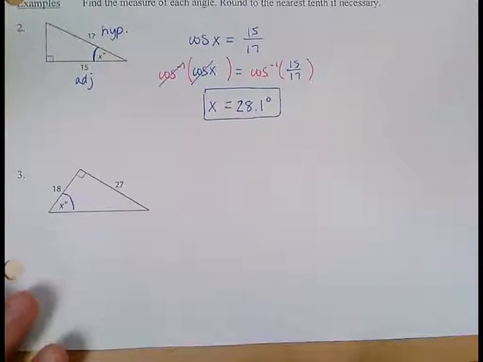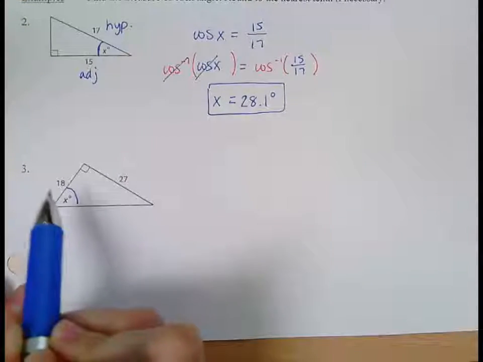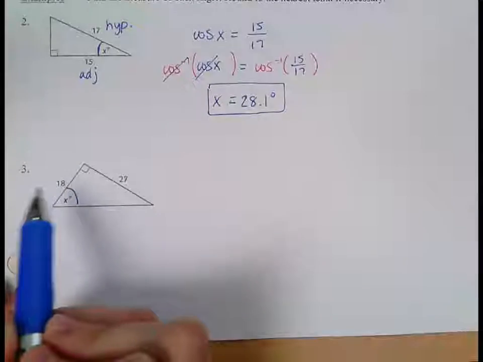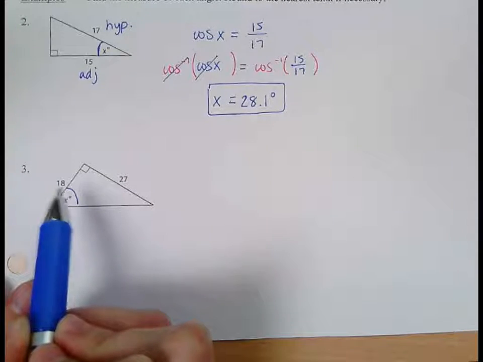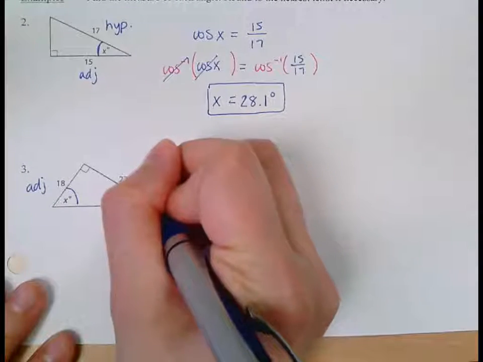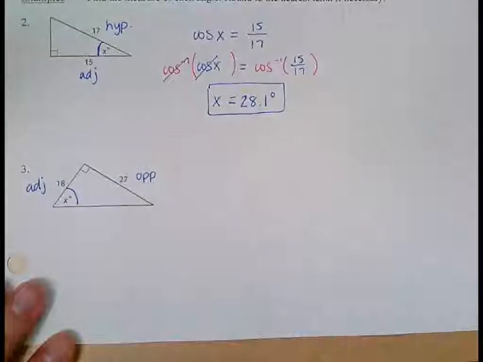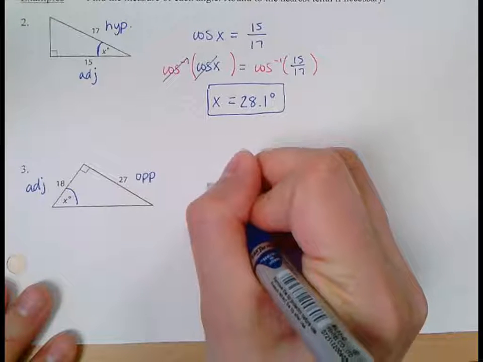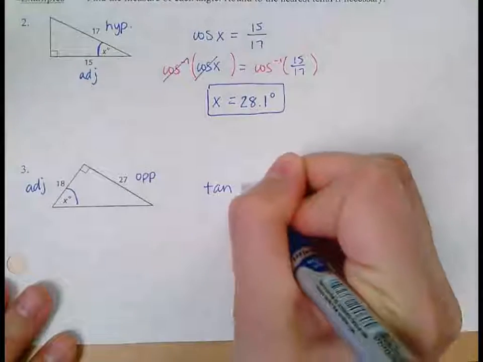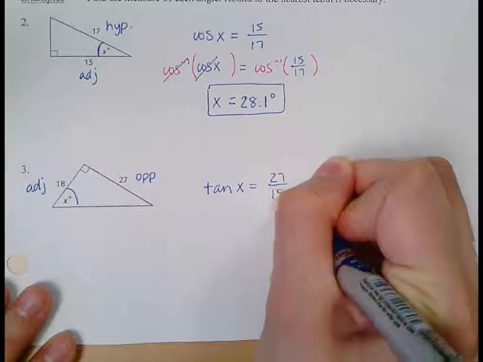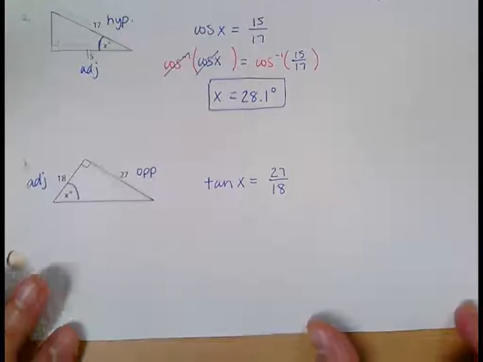Locate where angle x is. Figure out what trig function you need. So in terms of opposite, adjacent, hypotenuse, what is the 18? And the 27? So what trig function is needed? Tangent. Opposite over adjacent. So tangent of x is equal to 27 over 18, opposite over adjacent.